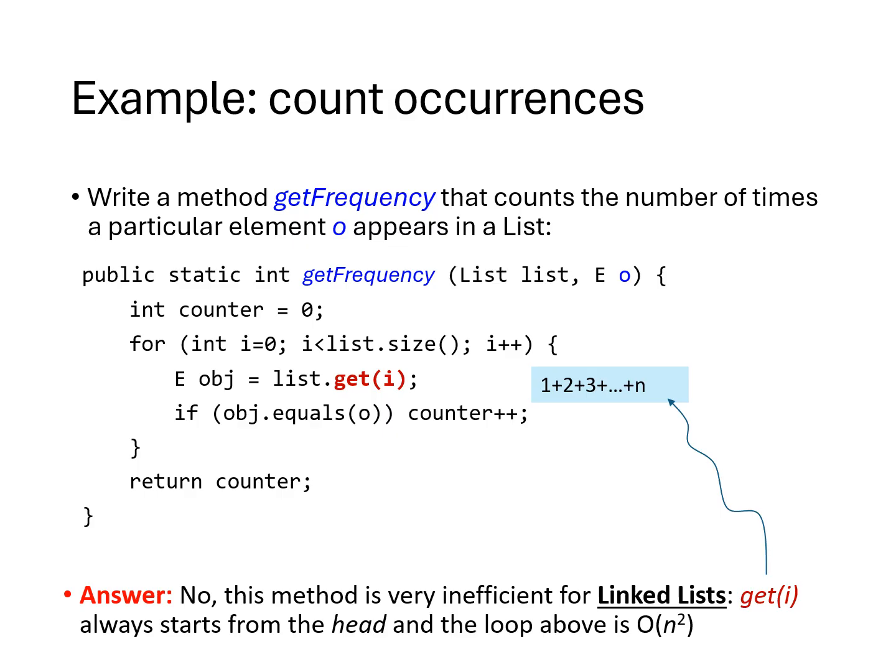need to start traversing the list starting from the head. While for array implementation, this whole loop is a linear time loop, for the linked list, this is a quadratic time loop, because each get needs to start the traversal from the beginning. And we do not want any quadratic time algorithms for such a simple task as traversing the list once.